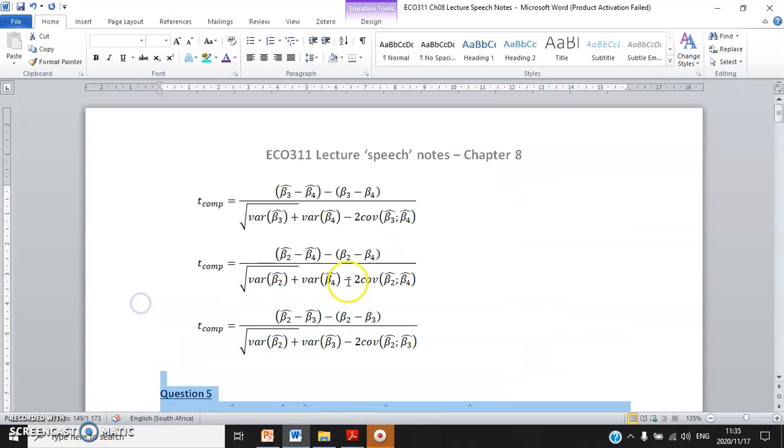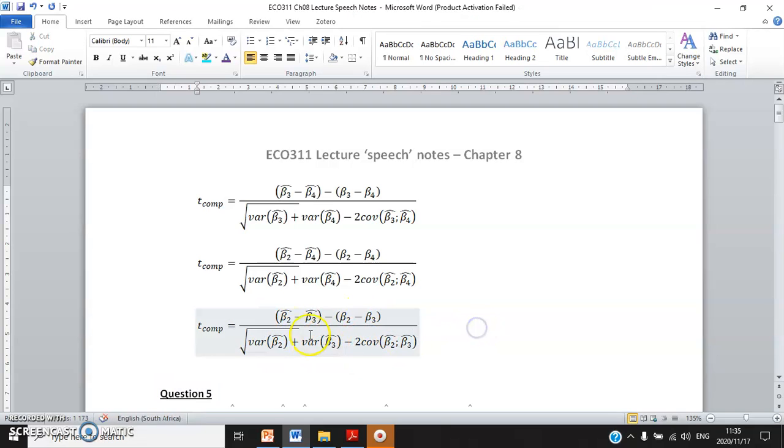As I mentioned briefly in the previous video, you must read the question carefully. Which two slope parameters are the focus? If it is about equality of B2 and B4, you have to amend the equation like that. Similarly, if the question asks about equality of B2 and B3, you again have to amend the equation slightly as follows.